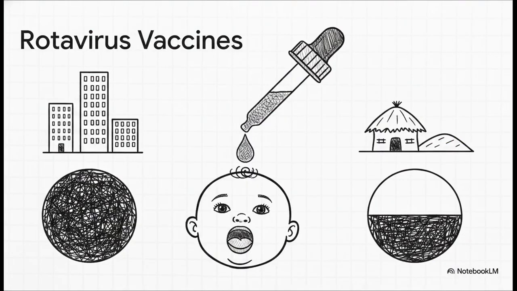But hey, fortunately, we have vaccines. Remember that genetic reassortment we just talked about? That exact mechanism gave us Rotatech, which is a pentavalent live oral vaccine made from bovine human reassortants. We also have Rotarix, a monovalent live oral vaccine.